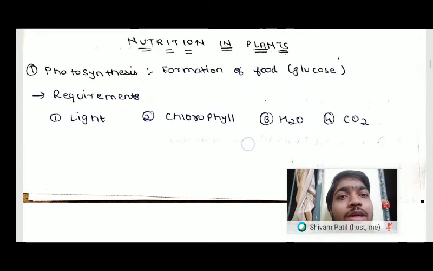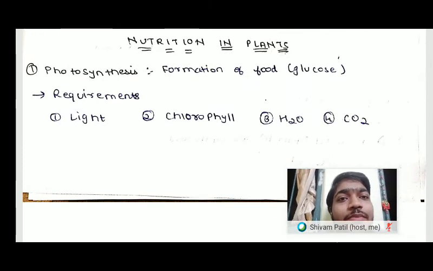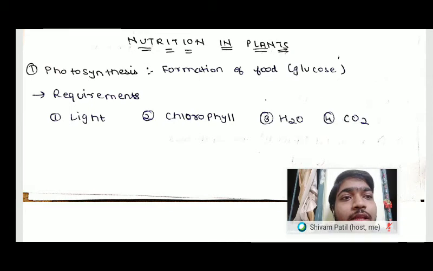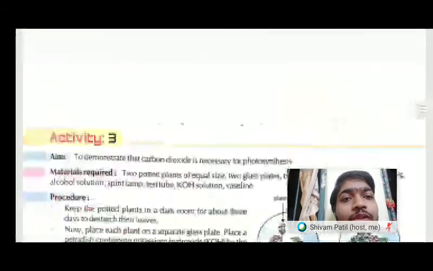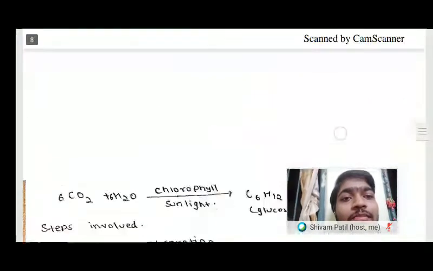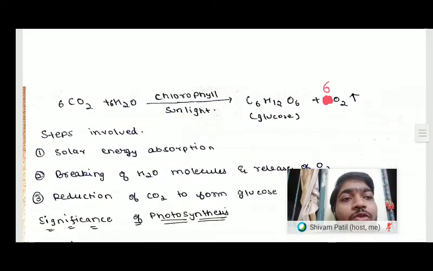Now what are the requirements of the photosynthesis? So photosynthesis requires four things. First one is light, second chlorophyll, third water, and fourth one is CO2. Moving forward, what is the reaction of the photosynthesis?